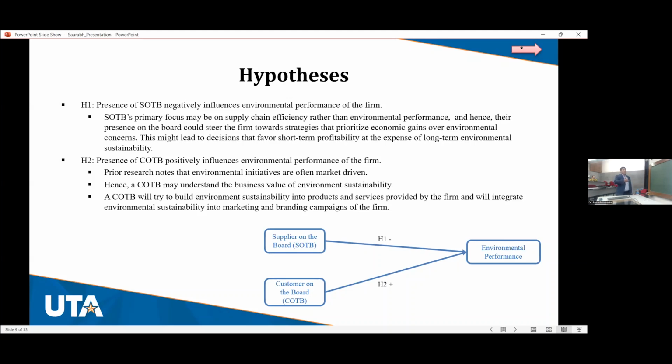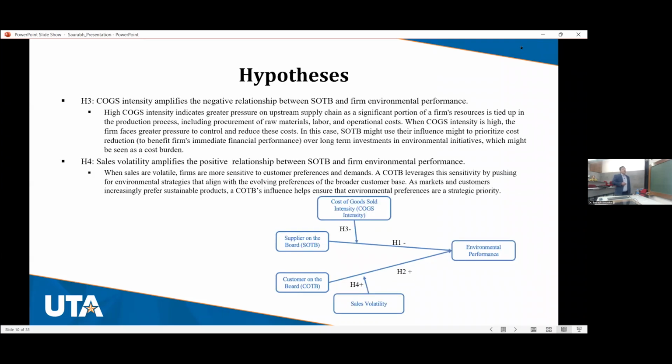Now, how do these relationships change when there is stakeholder pressure? And how do we look at stakeholder pressure? For this relationship between supplier on the board and environmental performance, we'll look at an upstream supply chain pressure, which is the cost of goods sold intensity, right? So if COGS intensity is very high, it indicates that there is a lot of cost involved in the company's production, the company's raw materials, and so forth. So if a lot of finance is involved in that, then do companies have enough to invest in their environmental performance?